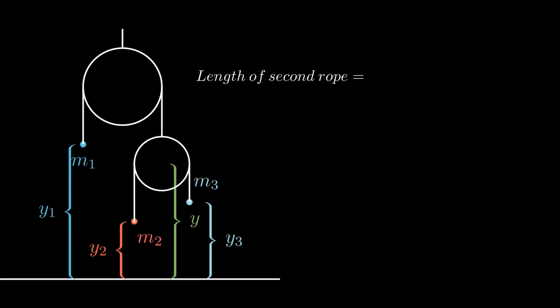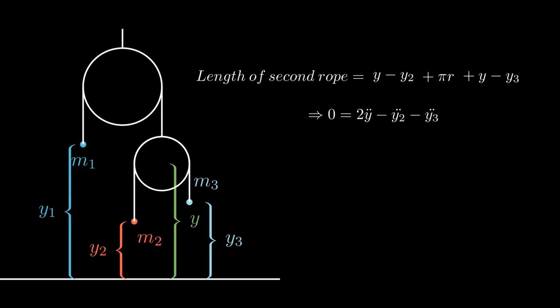This will be equal to the length of this part, which is equal to y minus y2, plus the length of this part, which is equal to pi r, where r is the radius of the lower pulley, plus the length of this part, which is y minus y3.